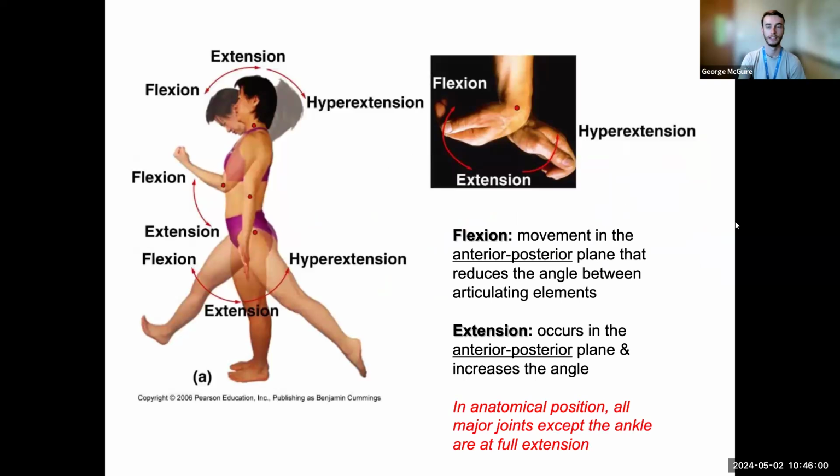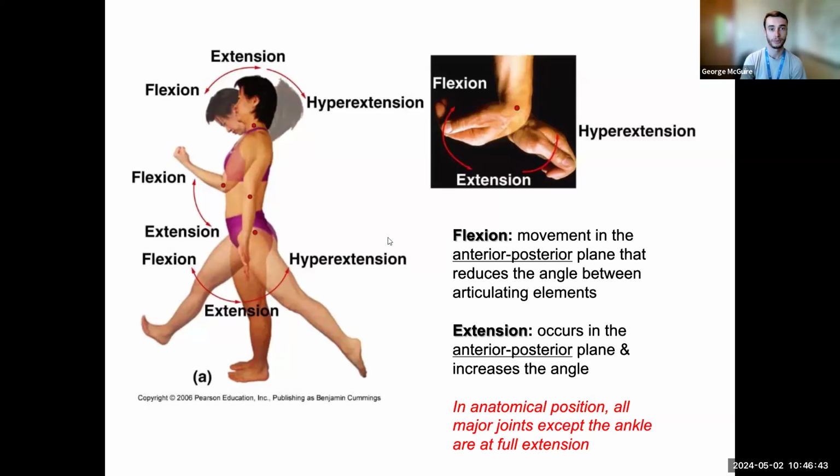Right. So the most common movement that we will be referring to is flexion and extension. And so if you think about anatomical position, I'm going to quickly stand up, right? Standing straight up, palms facing forward, anatomical position. In that position, all of the major joints of the body are at extension. The only exception is our ankle joint. Since our feet are semi-flexed, our ankle is partially flexed as it is in contact with the floor beneath us, but every other joint is at extension.